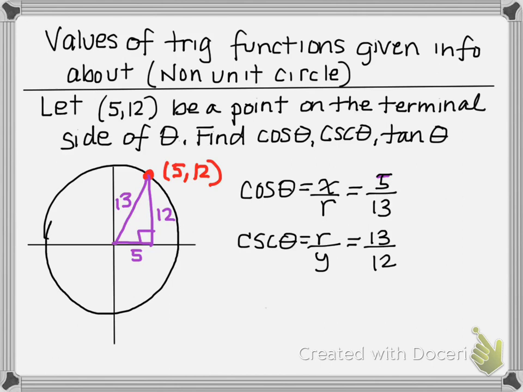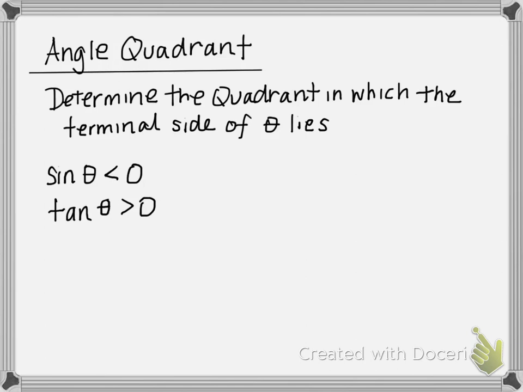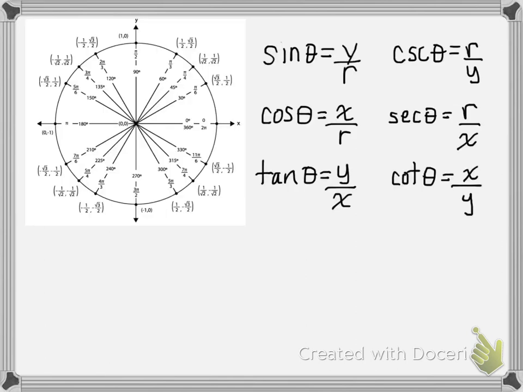And then finally tangent theta, right off the formula sheet, is y over x. And that's just 12 over 5. And I think, are we going to do one more? Yeah, just one more problem.